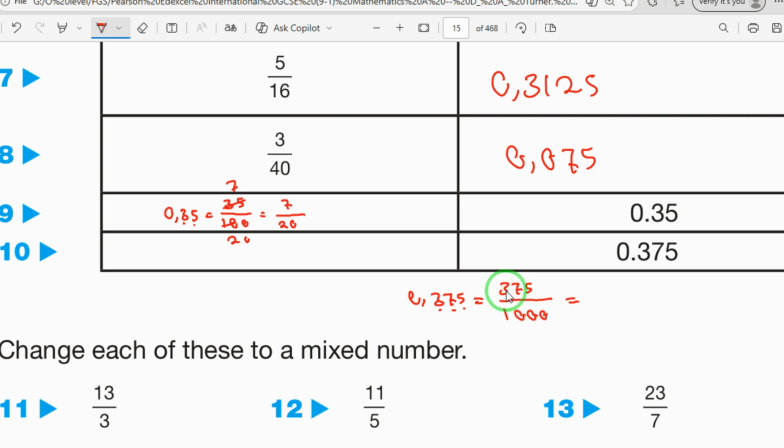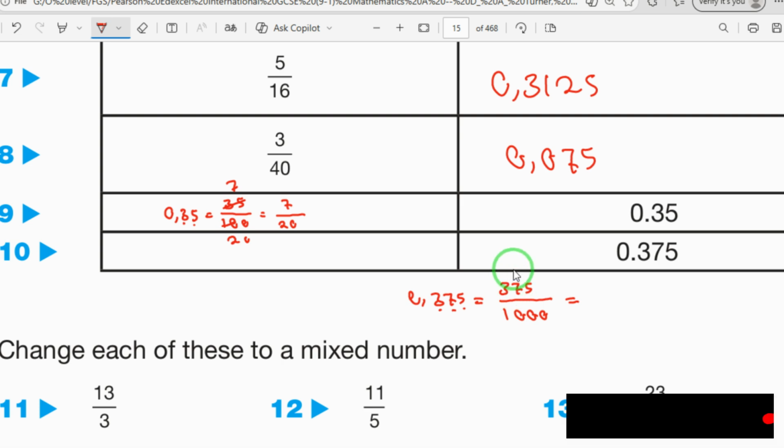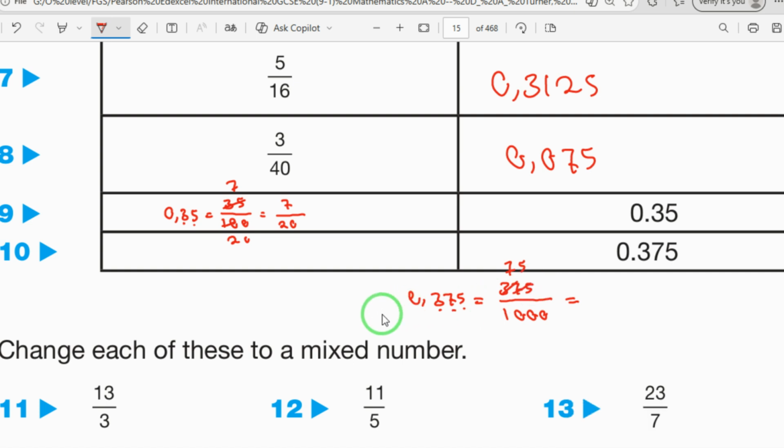In the numerator, 37 is divided by 5. 7 times 5 is 35. We have 2 beside 5, becomes 25. 5 times 5 is 25. It means 375 divided by 5 gives us 75. And in the denominator, we divide by 5. 2 times 5 is 10. We add 0, the same.